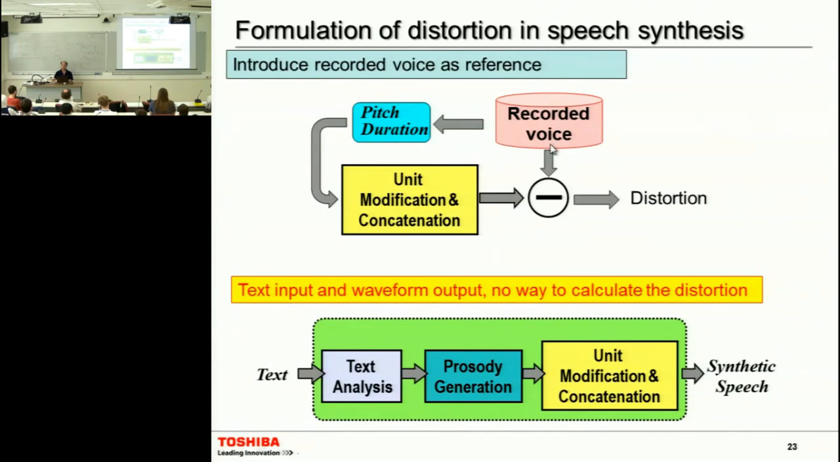Then we extract pitch and duration information from the speech data from this one. Then we apply prosodic modification and concatenation to a candidate so that pitch and duration match those of the recorded voice. Now we have here the synthesized speech signal and here the recorded speech signal. And we can calculate the distortion as an error between these two signals.